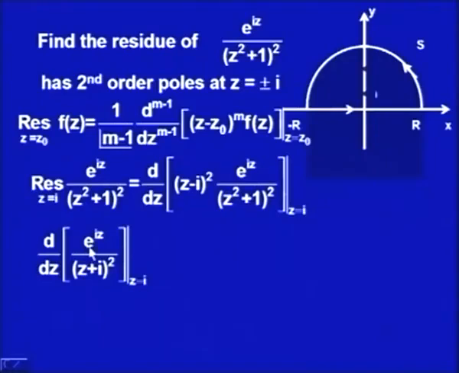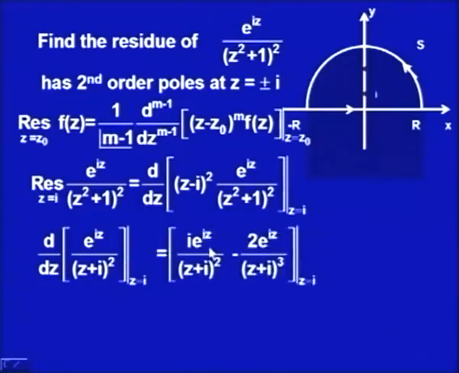First, the derivative of the first function, it is i e to the power iz upon (z plus i) whole square, plus the first function into the derivative of the second function. So, e^(iz) is as such, the derivative of 1 upon (z plus i) whole square is minus 2 upon (z plus i) whole cube. This we have to evaluate at z is equal to i.